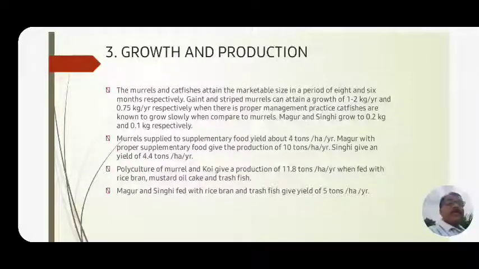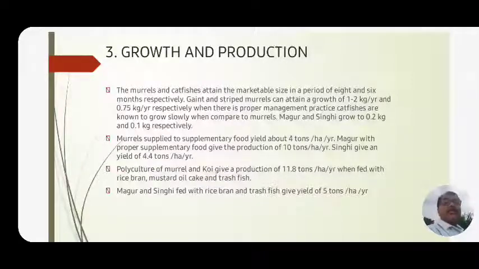Catfishes grow slowly as compared to the murrels. Magur and singi grow up to 0.2 kg and 0.1 kg respectively. That is, magur grows near about 200 gram per year, and singi grows up to 100 gram per year, in a culture period respectively.